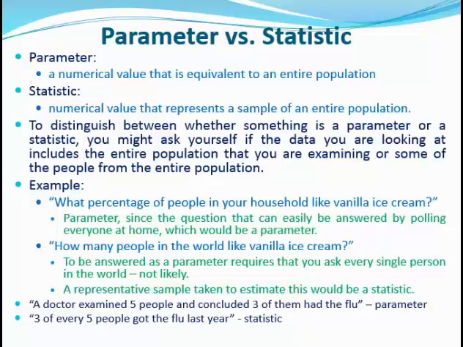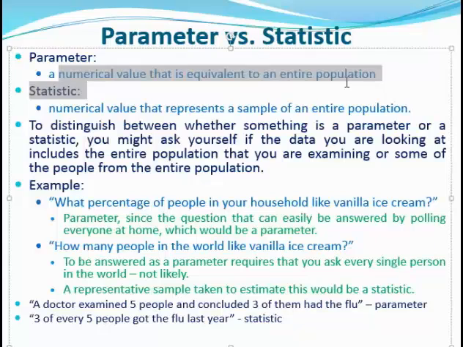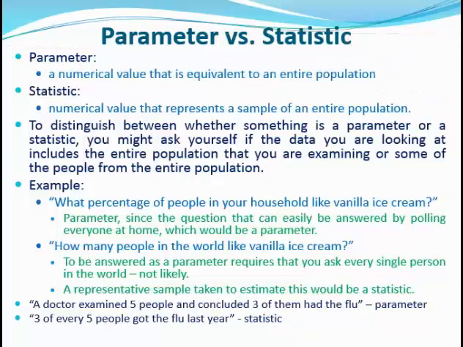We're going to be dealing a little bit with probability, but at the outset, I'm going to introduce you to two dichotomies. The first is the parameter versus the statistic. Both are values that you derive from somewhere. You can measure them, and they help you gather information, or really, they are information that you gather, and they help you draw conclusions. The difference is that a parameter is a numerical value that's equivalent to an entire population, whereas a statistic is only a representative sample of an entire population.